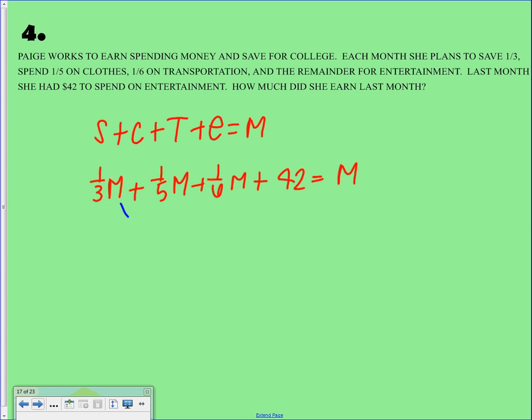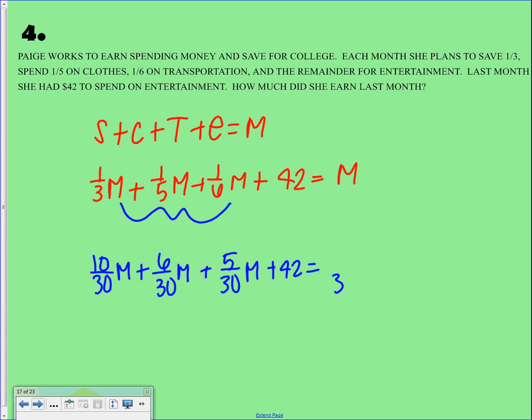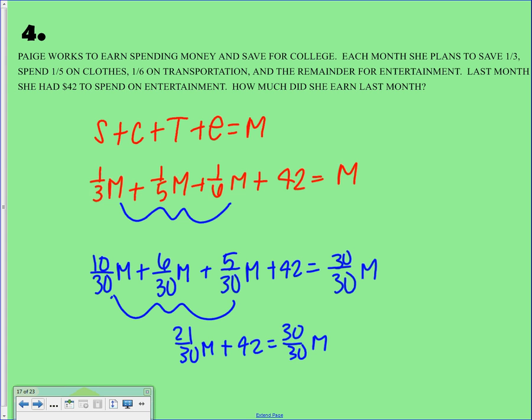Okay, so let's put our variables together. Common denominator between 3, 5, and 6 is 30. So I'd have to multiply that by 10. So I'm going to have 10/30 m plus I'd have to multiply that one by 6 and multiply that one by 5 plus 42. And that would give me 30/30 m over here. Adding those all up, I've got 10 plus 6 is 16 plus 5 is 21/30 m plus 42 equals 30/30 m. I'm going to subtract my 21/30 m from each side.